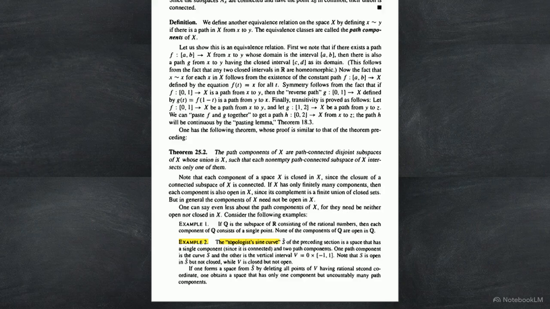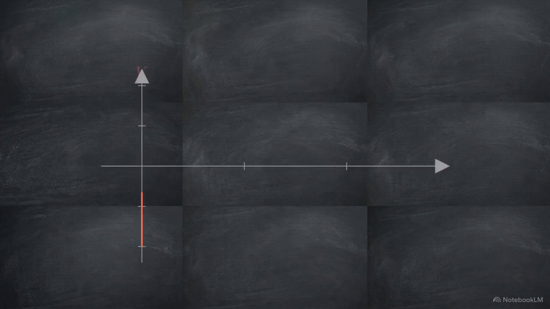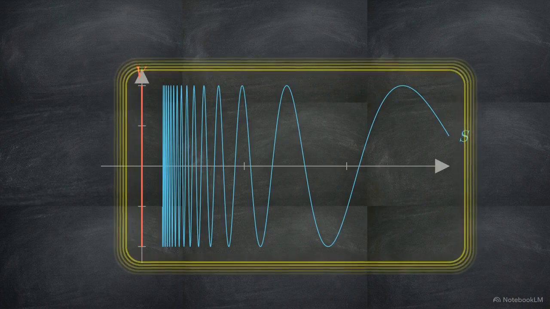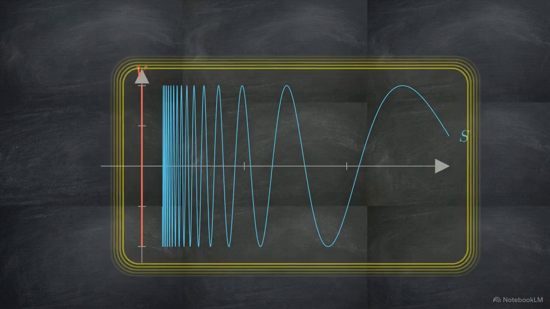Munkres highlights this exact divergence in example 2, which is explicitly designed to shatter the assumption that components and path components are always the same sets. Looking at the topologist's sine curve, we see 2 subsets, the blue oscillating curve and the red vertical interval. Because the blue curve approaches the red line infinitely, the closure of the set is connected. The entire space forms exactly one component.